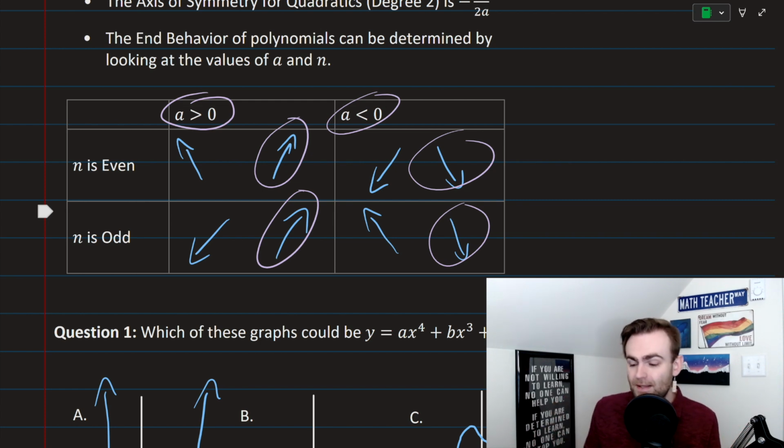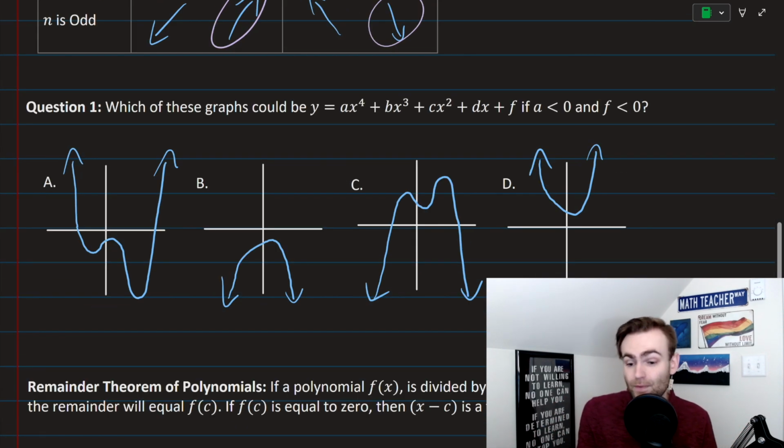It's quite a lot of information to remember all at once. So, if we have this function here, where we have a degree 4 polynomial, and we're told that the leading coefficient is negative, and our constant, our y-intercept, is also negative, which graph could it be? Well, first and foremost, the degree is 4. We want the ends to go in the same direction because it is even, and all of the graphs meet that specificity, so we can't really eliminate anything from there.